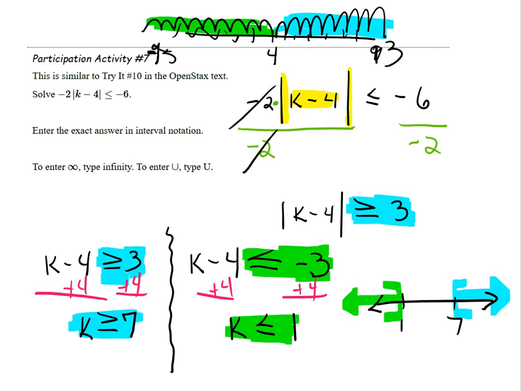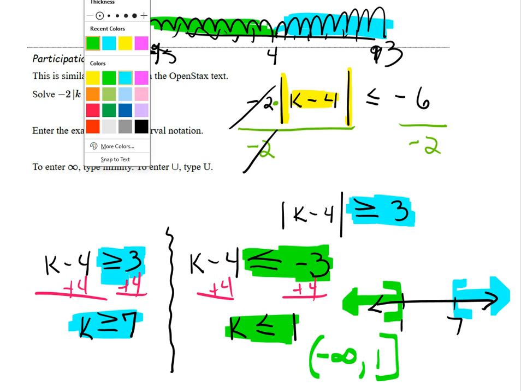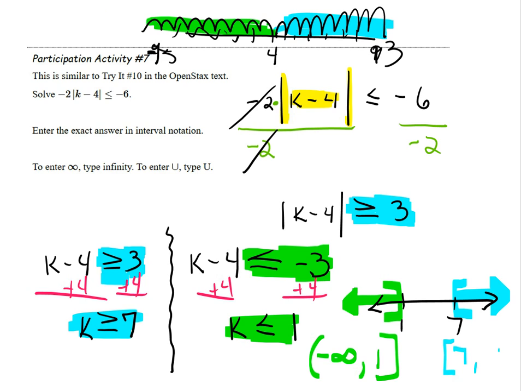It's two separate intervals. So for the green one, let me switch it to a much thinner pen if I can. It's as thin as I can get. For the green graph, as an interval, it would be from negative infinity up to the 1 and include the 1. And then for the blue one, it would be starting at 7 and then going to positive infinity. And then this says right here, to enter infinity, type the word infinity. To enter a union, type a capital U. So you're going to put a capital U here.